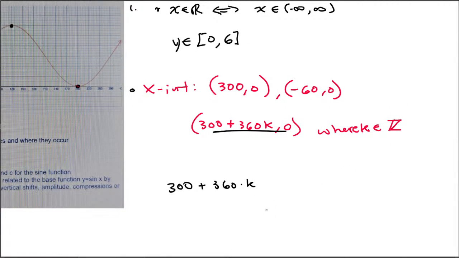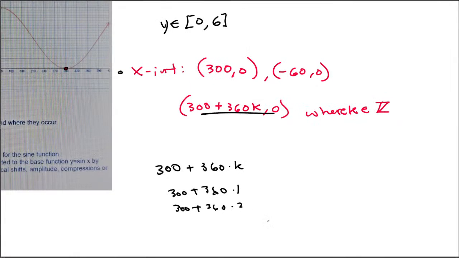So what that means is this could be 1. So it'd be 300 plus 360 times 1. And 300 plus 360 times 2. And you could keep going in the positive direction. This is also 300 plus 360 times 0, which is just 300 itself, right? And you could also do the negative integers. So 300 plus 360 times negative 1, which would give you minus 360. So that would go in the negative direction. Minus 2, minus 3, minus 4, and so on.